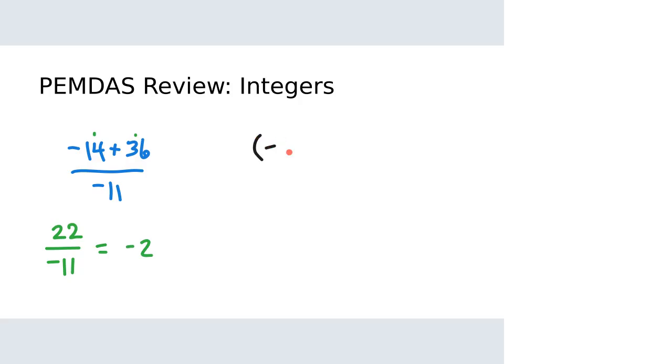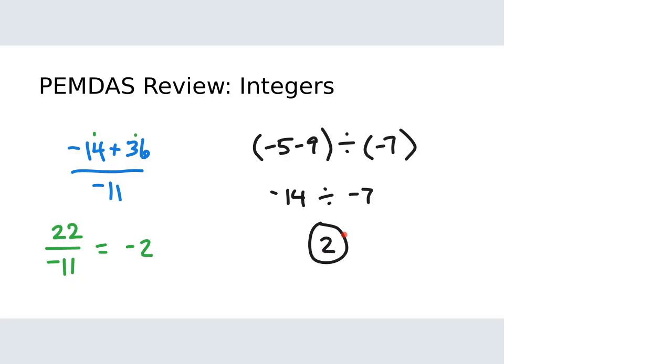Another one to look at is if we have -5 minus 9 divided by -7. So this time we don't have a division bar, but we kind of do. We have that division symbol in there, but we have parentheses. So we know we're going to do everything in parentheses first. -5 minus 9, that's going to be -14 divided by -7. And 14 divided by 7, that's going to be 2. Negative divided by a negative works the same way as multiplication. Negative divided by a negative is going to be a +2.